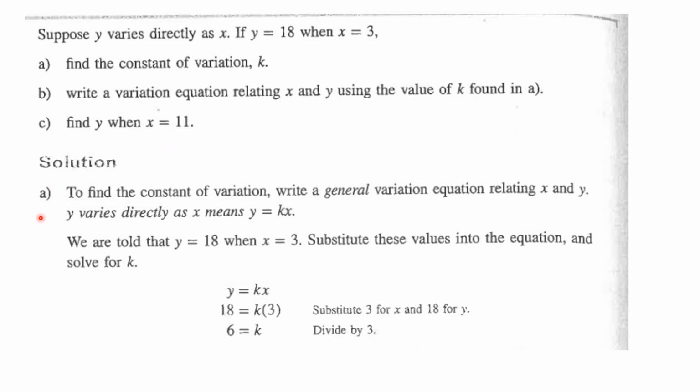So let's solve part A. To find the constant of variation, we write a general variation equation relating x and y. Since y varies directly as x, that means that y is equal to k times x. We are told that y is 18 when x is equal to 3. So we substitute these values into the equation and solve for k. So y equals kx, that means 18 is equal to k times 3. Dividing both sides by 3, we find that k is equal to 6.